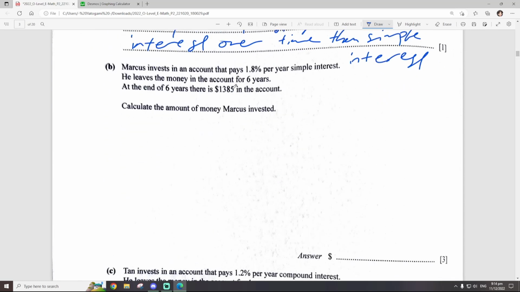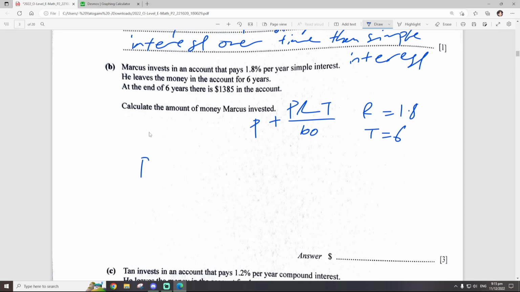Marcus invests in an account at 1.8% per year simple interest. Leave the money in the account for 6 years. What is the amount that Marcus invested? Okay, so we know that the formula for simple interest is PRT divided by 100. In this case, your R is 1.8, your T is 6. Oh wait, this is the interest that you get, right? So this is the interest, and this is how much is your total amount.